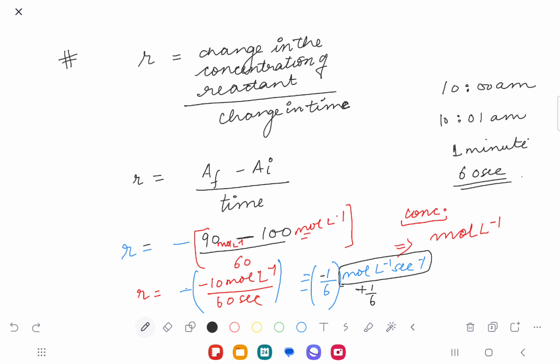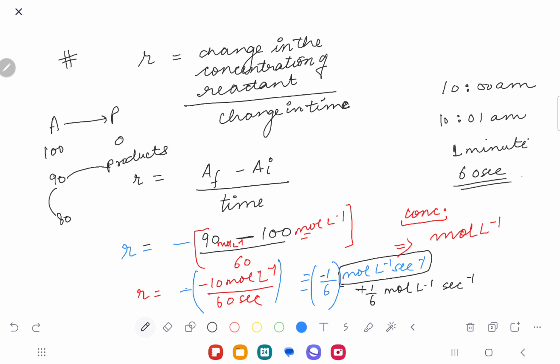So when we are talking about the concentrations here, plus 1 over 6, you understand? To make the rate positive while expressing it in terms of the reactants, we have to put a negative sign, because reactants, I hope you're understanding, are decreasing only with time. So 100 to 0, and now they have become 90. With time they will also reduce to become 80, because those reactants are converting into products.